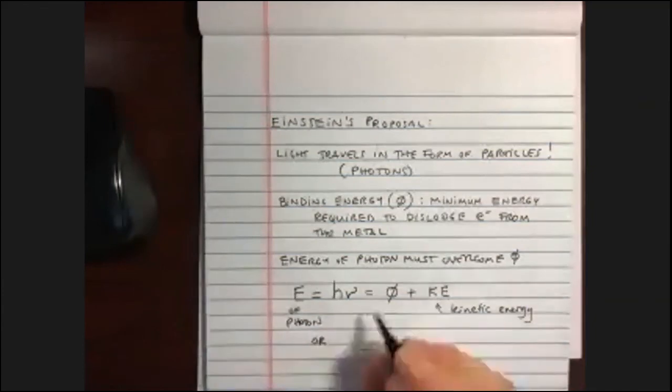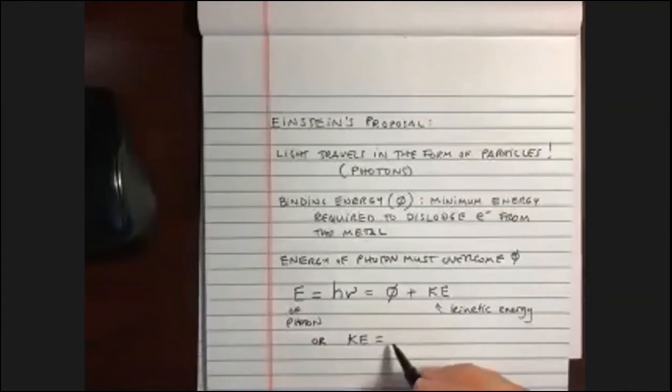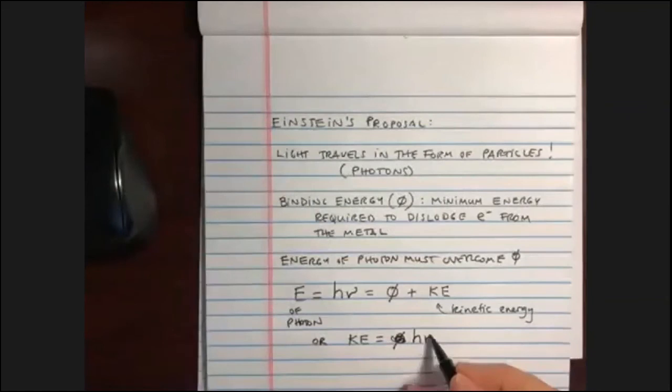Or if we rearrange this equation, we would say that the kinetic energy of the electron would be the difference between the energy of the photon minus the binding energy. That's the whole idea. So for example, if the frequency of light that you're hitting the electron with equals exactly phi, then the kinetic energy is going to be 0.